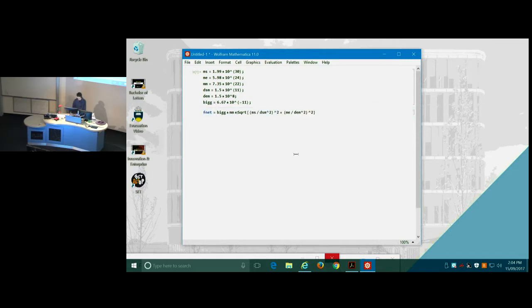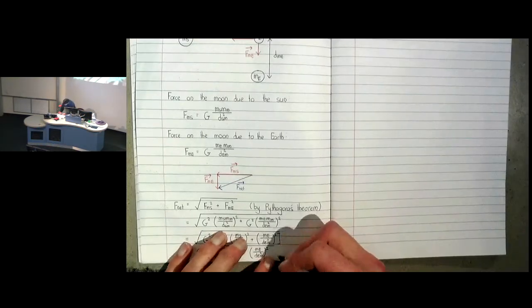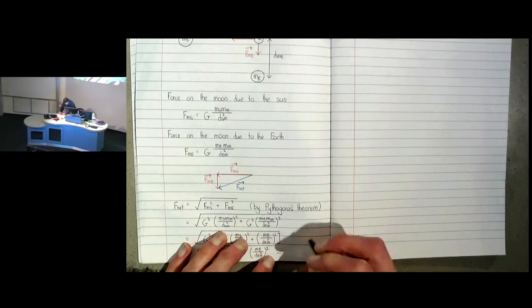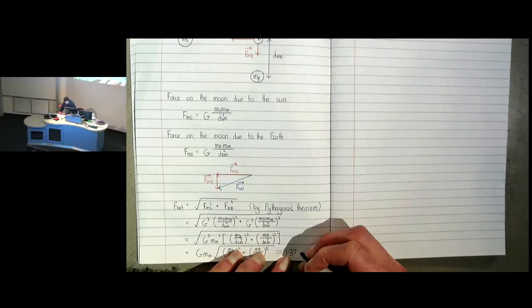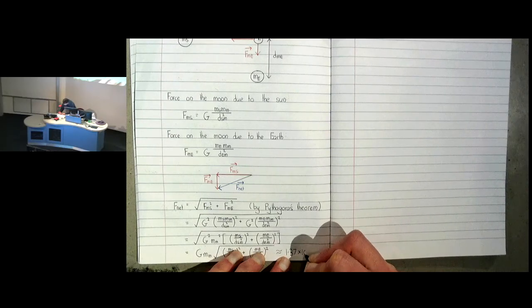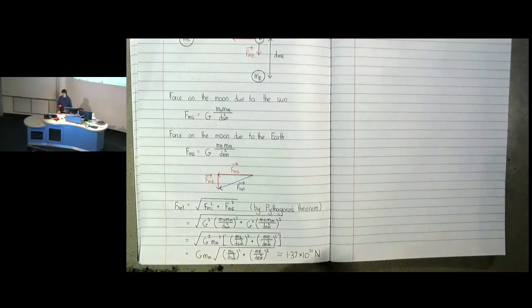So now if I just shift enter on the formula for the net force, I get that it's 1.37 times 10 to the 21. So if I go back to what I had before, I get that the number I obtained finally is about 1.37 times 10 to the 21 newtons, which is pretty big. But then so is the Moon.